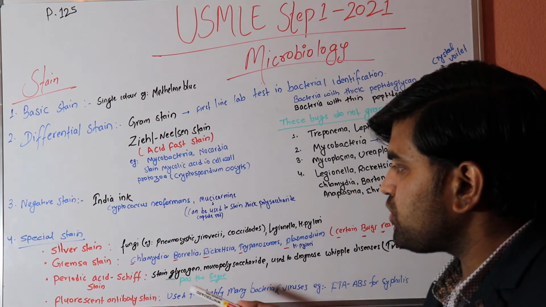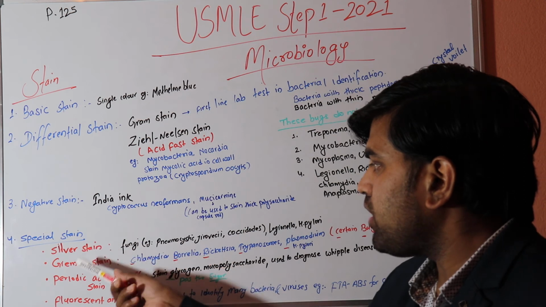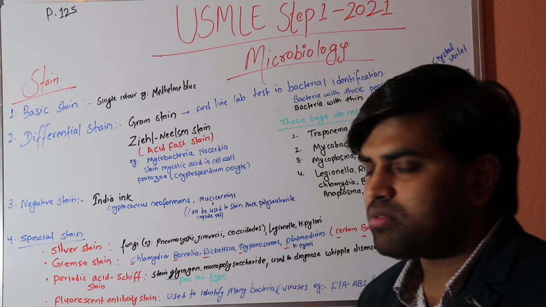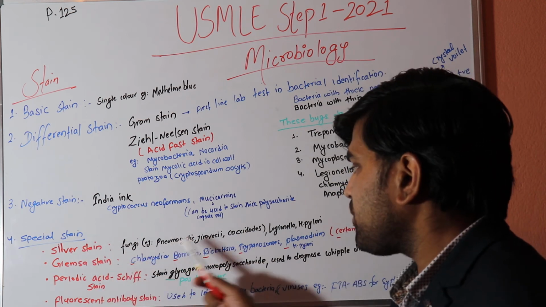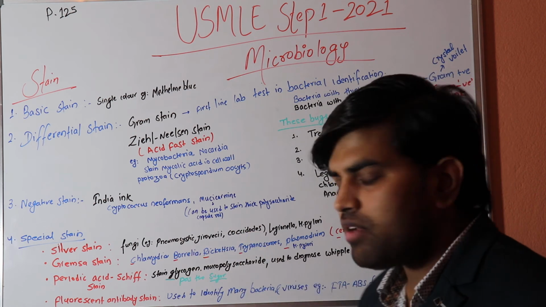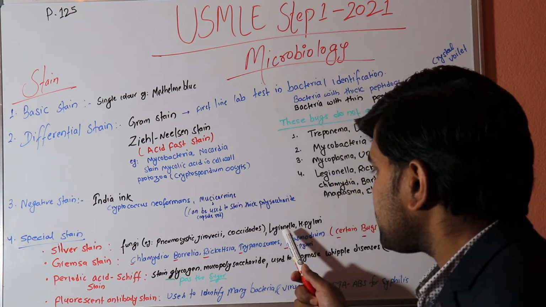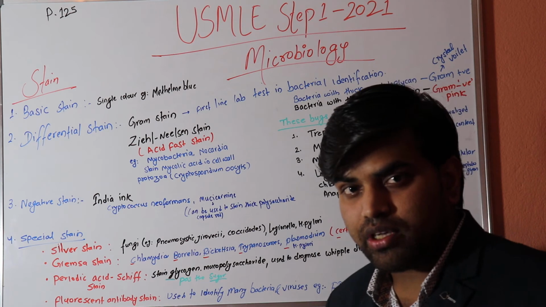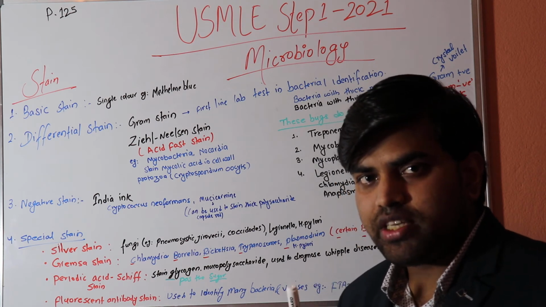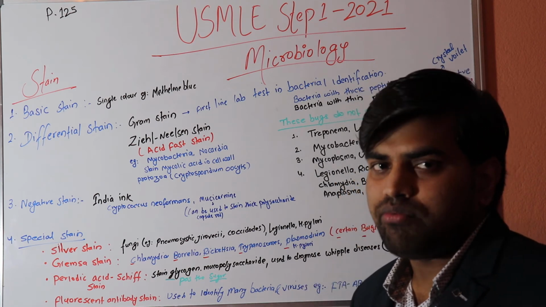Okay, they can give you a scenario and then give you a fungus that is positive on silver stain, then you have to understand they are talking about Pneumocystis jirovecii or Coccidioides. If they are talking about bacteria, then you have to understand it is talking about Legionella or H. pylori. So depending on the scenario, you have to catch the information.